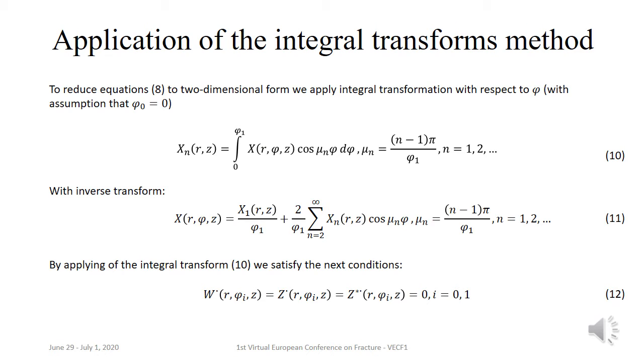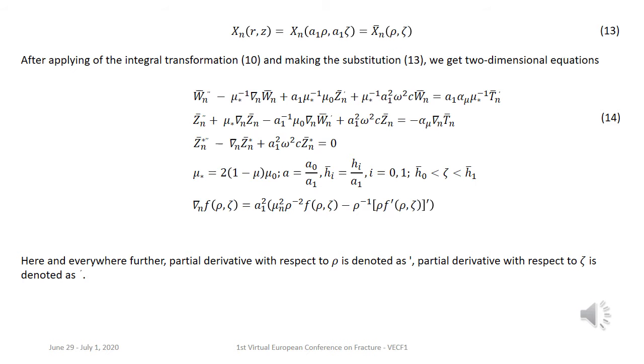To reduce equations 8 to two-dimensional form, we apply the integral transformation with respect to phi, with the assumption that phi 0 is equal to 0. The direct integral transformation has the form, Formula 10, with the inverse transformation, Formula 11. This transform allows us to satisfy the following conditions, Formula 12. We want to use dimensionless coordinates ρ and zeta, so we introduce the notation, Formula 13. After applying the integral transform 10 and making the substitution 13, we get two-dimensional equations, Formula 14.